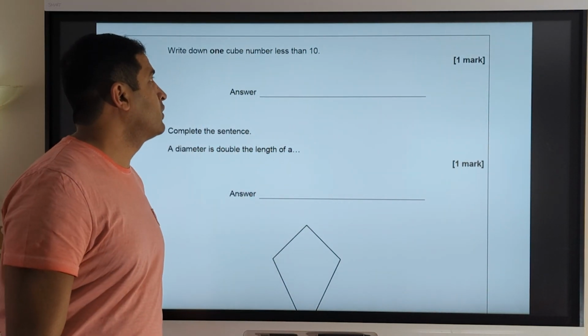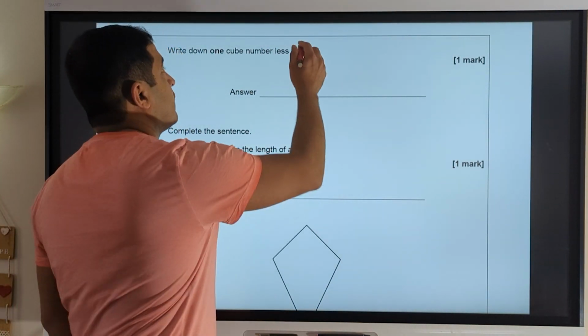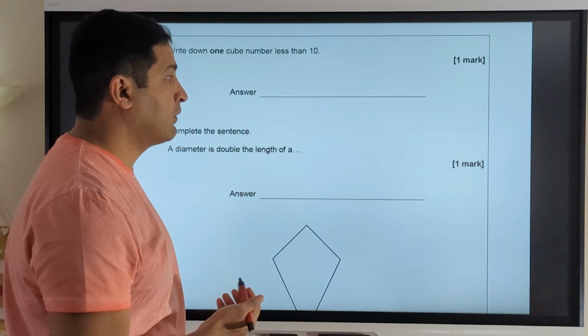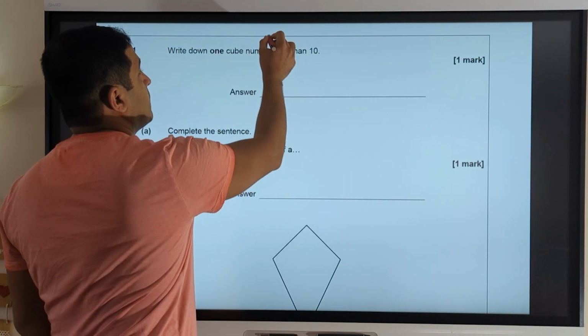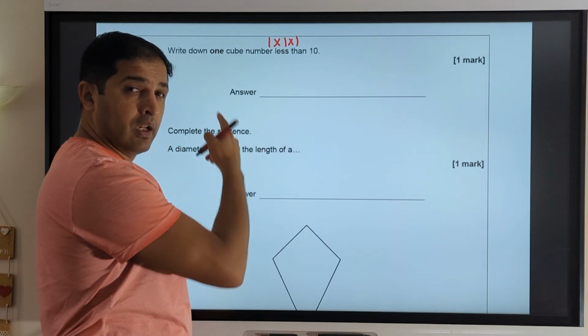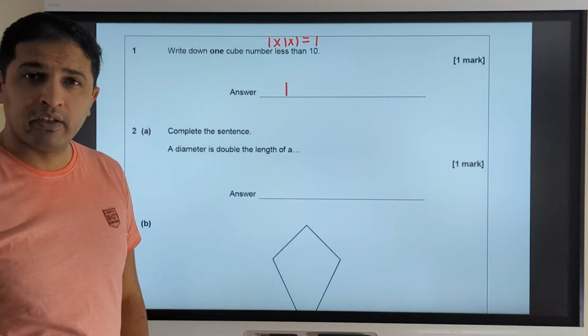Write down the one cube number less than 10. If you know about the cube numbers, those are the ones when you multiply a number by itself 3 times, and the answer you get would be the cube numbers. So we start with 1. Saying 1 times 1 times 1, that's your first cube number. That is equal to 1, which is less than 10. So you can put your answer as 1.